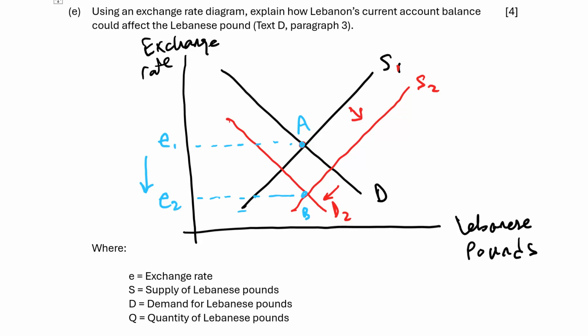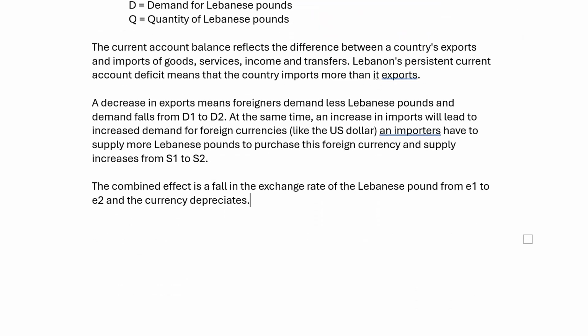Okay, so again, 4 marks: 2 marks for the diagram. Make sure everything's properly annotated, you've got all the axes correctly labeled, and your supply curves and demand curves labeled. And if you want, you don't really have to do this, but as I have down here, you can add a little extra bit of text just to cover your base and say, look, E is the exchange rate, S is the supply of Lebanese pounds, and so on. So 2 marks for that, and then probably another 2 marks for the explanation. Good, let's move on.